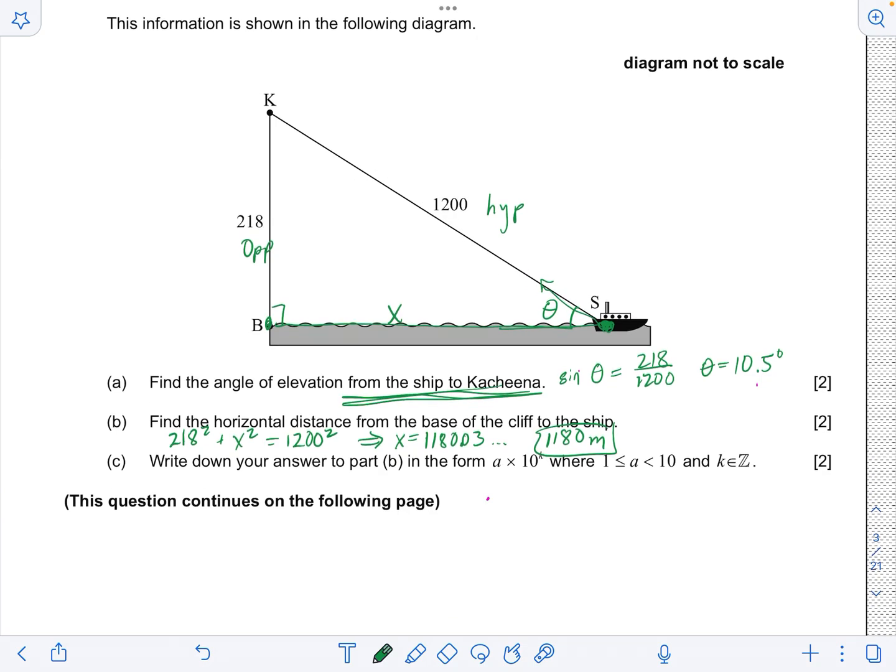And for part C, write down your answer to part B in the form of A times 10 to the K, where A is between 1 and 10, and that just wants us to write it in scientific notation. So we look at the number 1180, we identify that the decimal is at the end, and we move it over 3 places to get it to where it's a one digit number, or a value between 1 and 10. And so we have 1.18 times 10, since we moved it 3 places, times 10 to the third meters. And that's our answer.